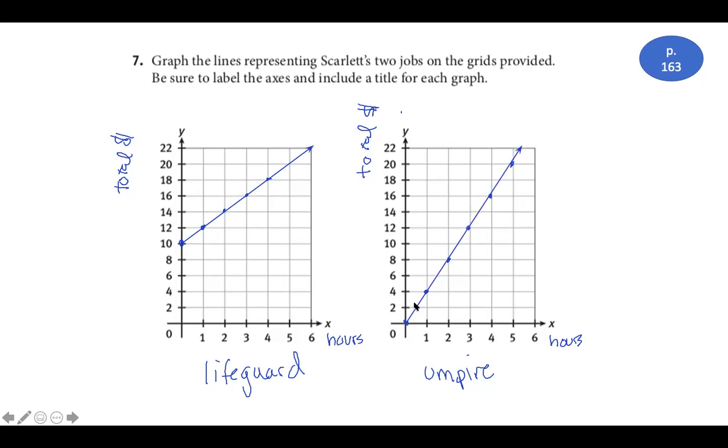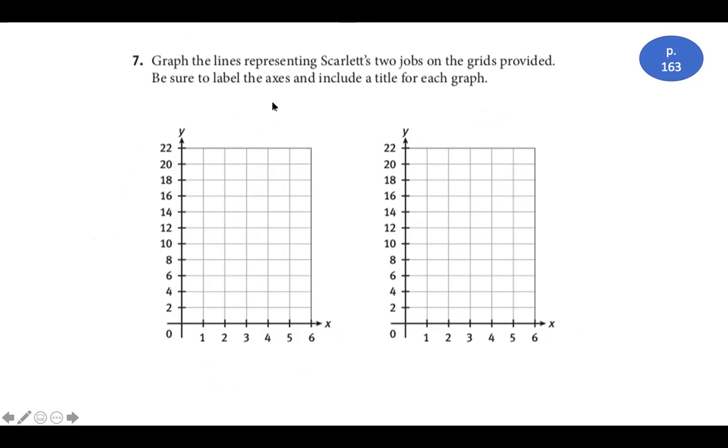So you can clearly see, hopefully, this line is steeper. The umpire job has a steeper line because the slope is greater. The slope of this line is 4, right? This line is not as steep, less steep, because the slope of this line is a smaller number. The slope is 2. This line starts at 0, 0. This line starts at 0, 10. So this has a y-intercept of 0, and this has a y-intercept of 10. Everybody got this? All right.